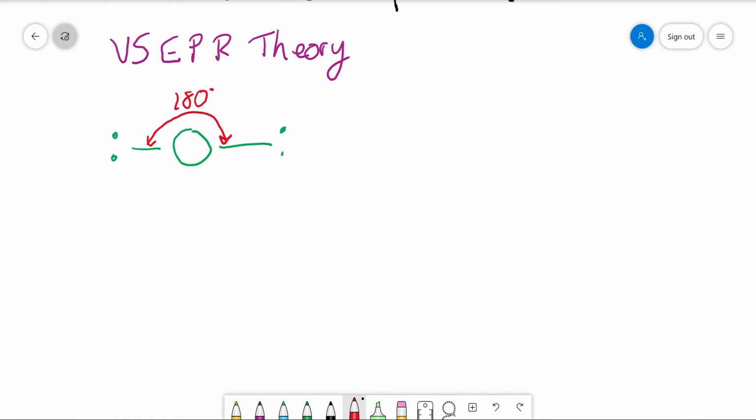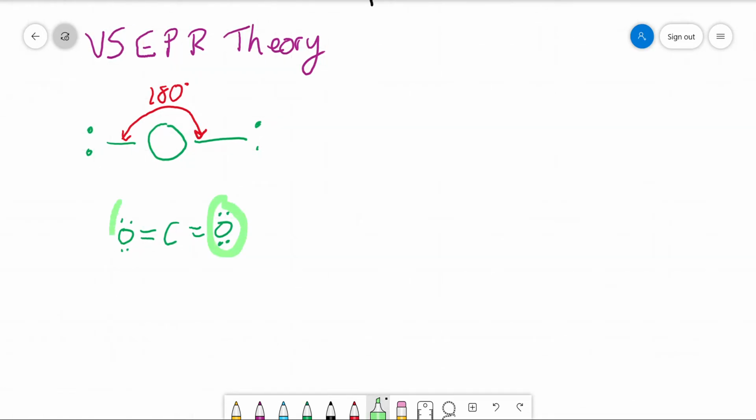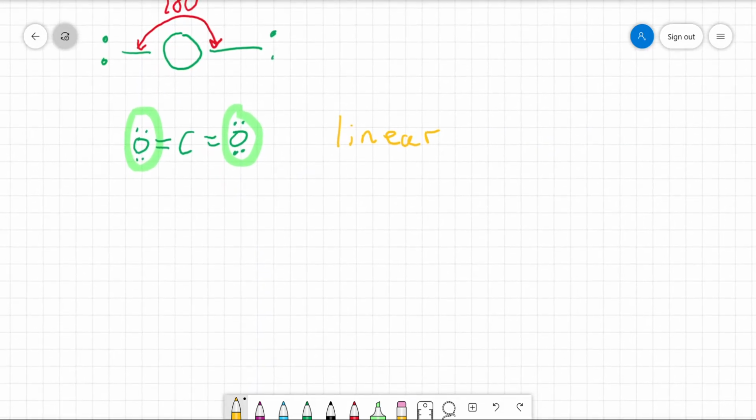So if we have, say, CO2, and here's the Lewis structure for CO2, there are two atoms on the central atom, the two oxygens. Let me circle them. So one, two things on the central atom, and that shape we give a name, and that is just linear. Okay, pretty simple. So if there's two things on the central atom, it's linear.